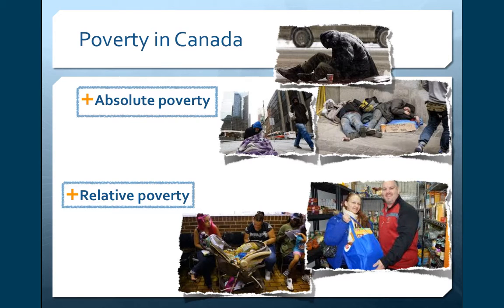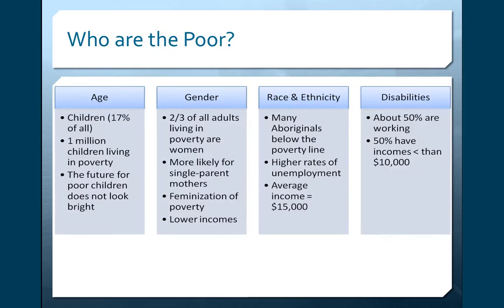This is when people are able to afford basic necessities, but are still unable to maintain the average standard of living. So they might be using food banks. They might be younger people who have taken on family responsibilities but don't have full-time employment. And so the question sometimes then ends up being, well, who are the poor? So when we look at age, gender, race and ethnicity, and disabilities, we start to determine a little bit about who are the poor.